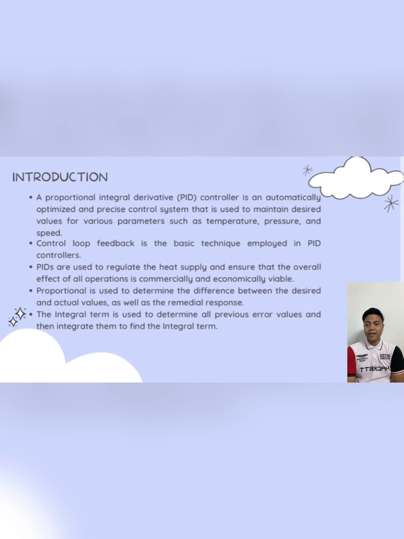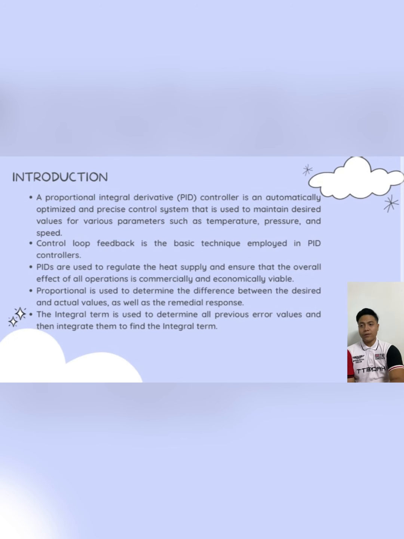Next, PID are used to regulate the heat supply and ensure that the overall effect of all operation is commercially and economically viable. Next, proportional is used to determine the difference between the desired and actual value as well as the remedial response. And the last, the integral term is used to determine all previous error values and then integrate them to find the integral term.